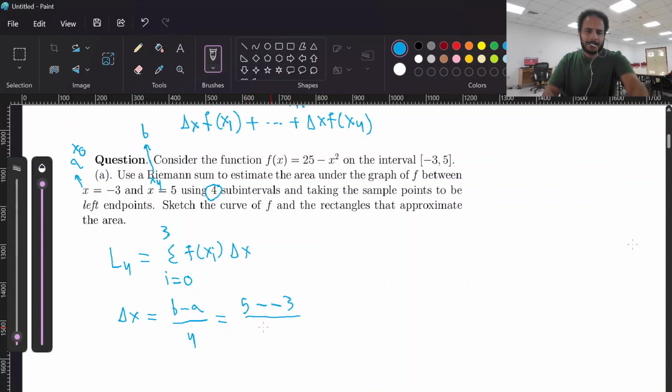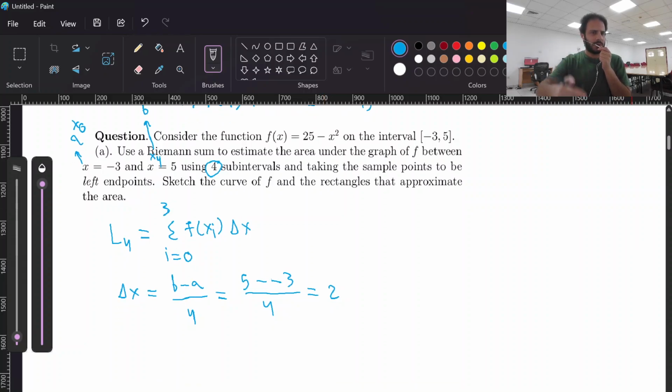Yes, 5 minus 3 over 4, so it's 8 over 4, 2. Then, now let's calculate x0, x1, x2, x3, x4. So x0 equals minus 3. Then you keep adding delta x to get the others. You have x1 equals minus 3 plus 1 times delta x, so minus 3 plus 2, minus 1.